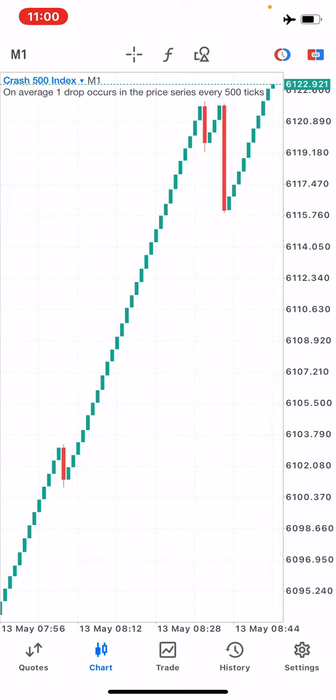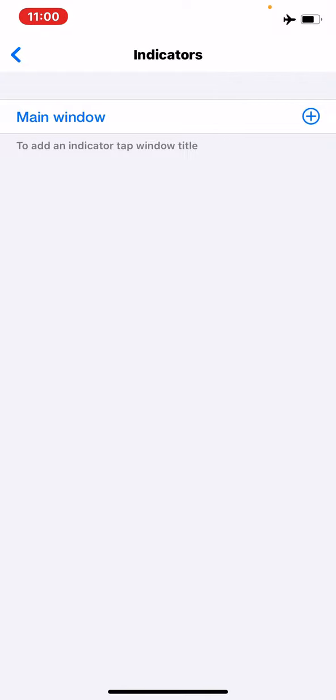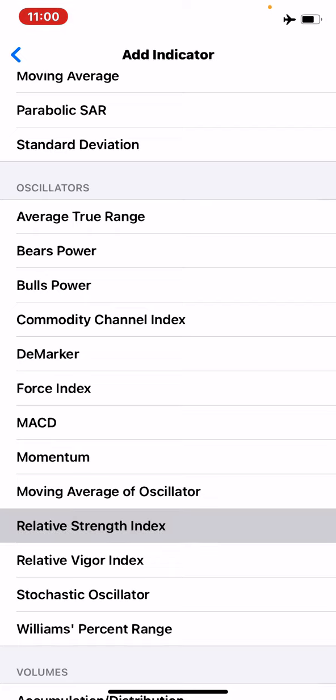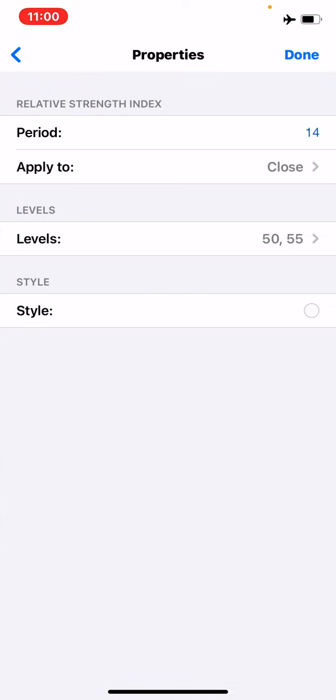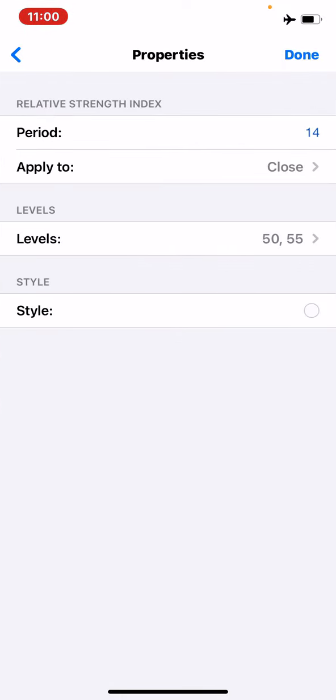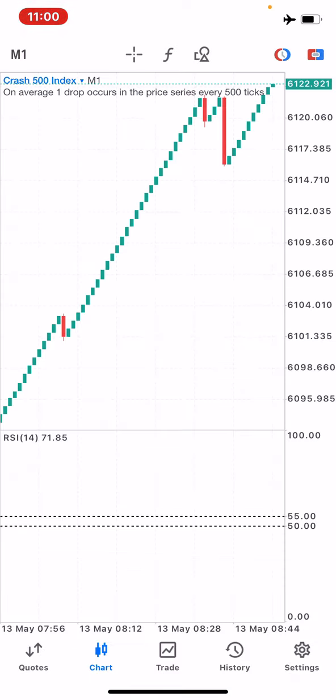So the first indicator that we want to install is an RSI, the relative strength index, which is right here, and it is going to have the following properties: a period of 14, apply to close, with two levels, 50 and 55. For style, make sure it has the color of your background. In my case it's white because I have a white background, and then done. So this will just leave you with those two levels showing up, right? The RSI is blended in with the white background because we chose the white color.